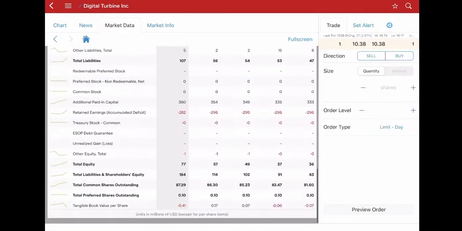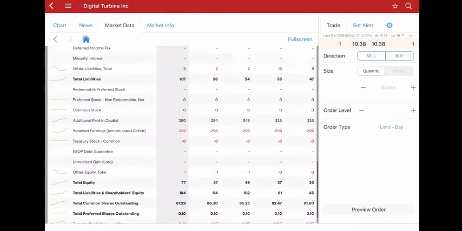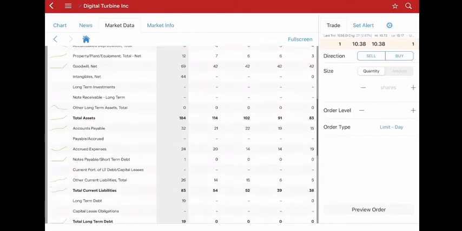Note that here it says units in millions of USD. So whenever you're calculating for any company, make sure you check that statement at the bottom. It may be in yen or other currencies, depending on the stock you're looking at. So, like I said, the book value is the total assets subtracted by the liabilities.